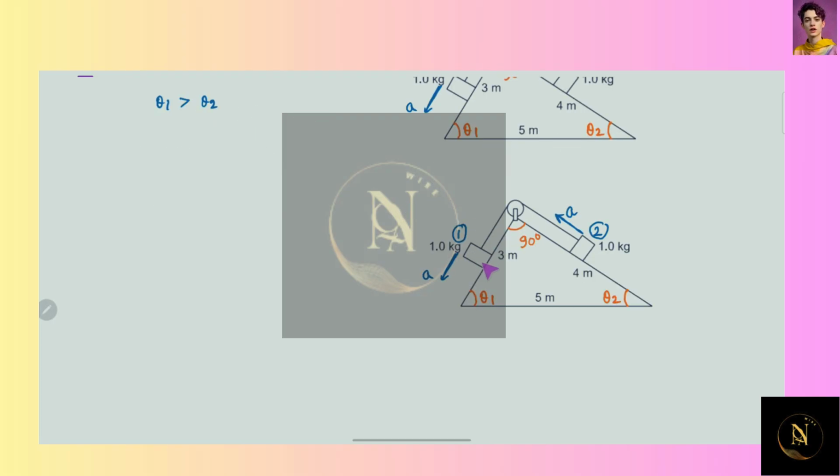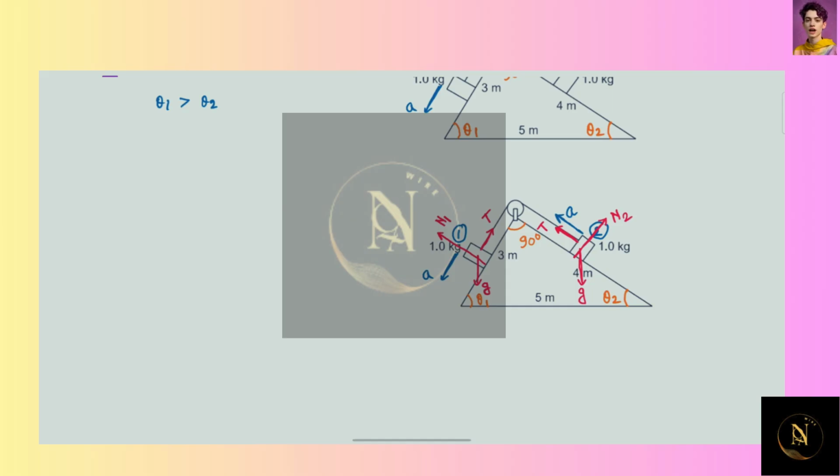On the first block, as its mass is 1 kg, the force due to gravity will be acting downward, which is 1g, nothing but g. A tension force will be acting along the string, let's say T, and a normal reaction force will be acting in this direction, let's say N1. On the second block, again as its mass is 1 kg, the force due to gravity will be acting vertically downward, that will be g only. A tension force T acts along the string, and a normal reaction force N2 acts perpendicular to the contact surface.